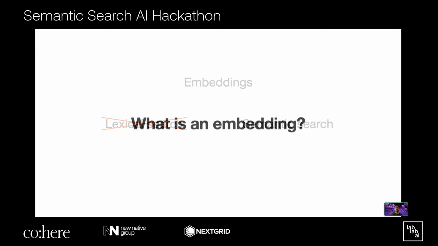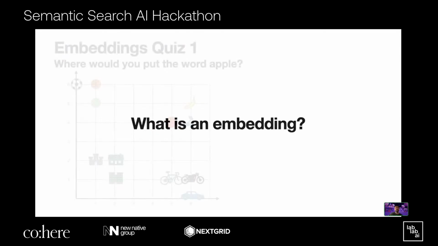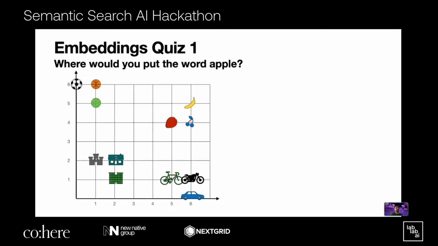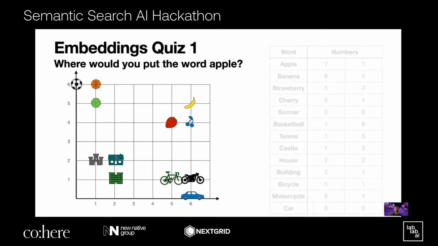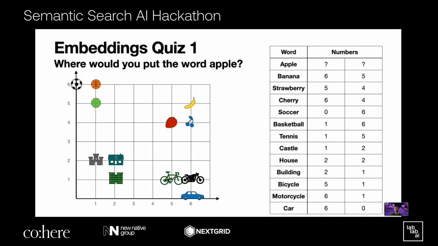Let me show you what an embedding is in a very simple scenario. Let's say that I've managed to put words in a plane. So I have the words soccer, basketball, tennis, castle, house, motorcycle, car, strawberry, etc. And I'm going to ask the audience a quiz, and I have the chat right here. The quiz is, where would you put the word apple? Here are, for example, the horizontal and vertical coordinates of each word. I'm going to give you three options: A, B, or C. So audience, where would you put the word apple? In A, in B, or in C?